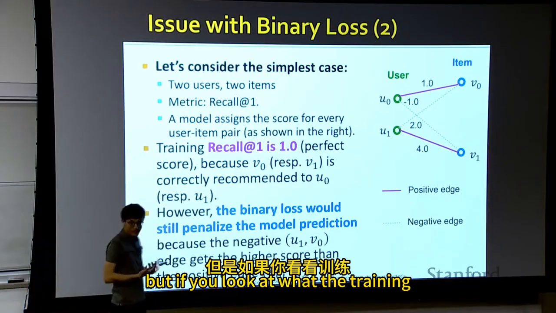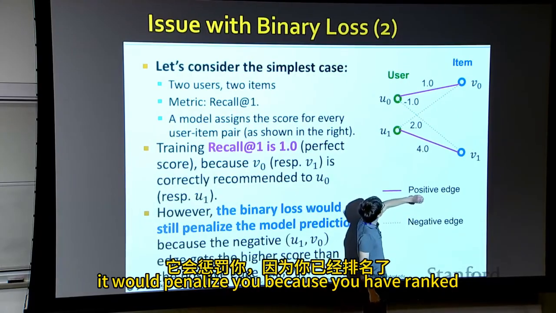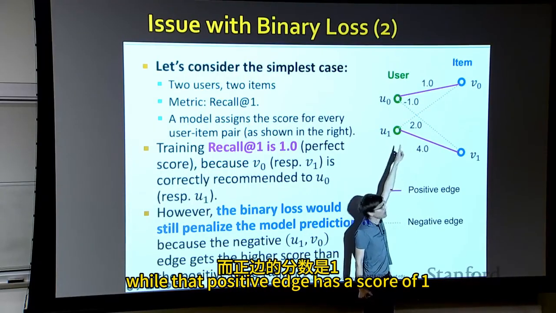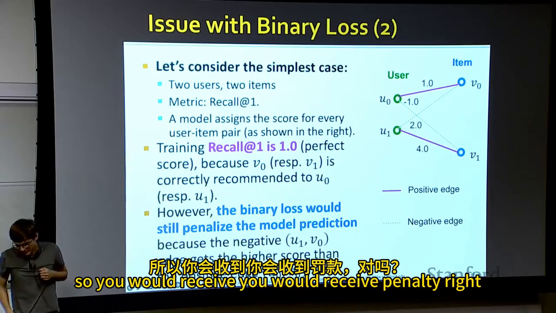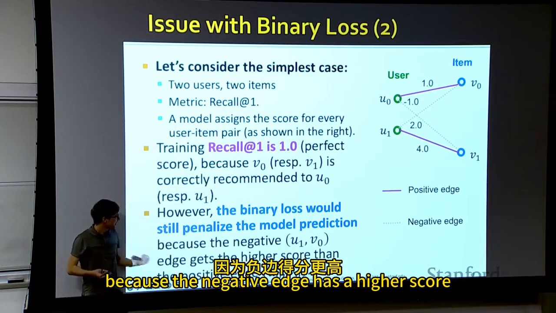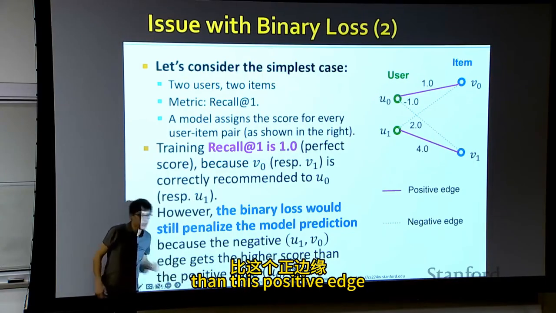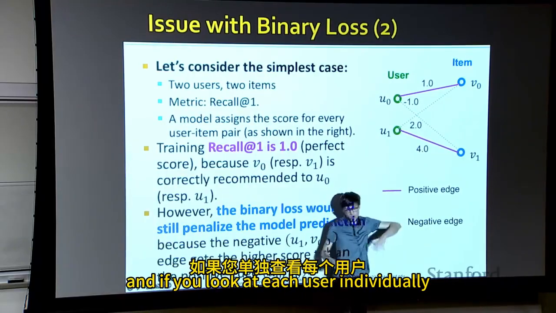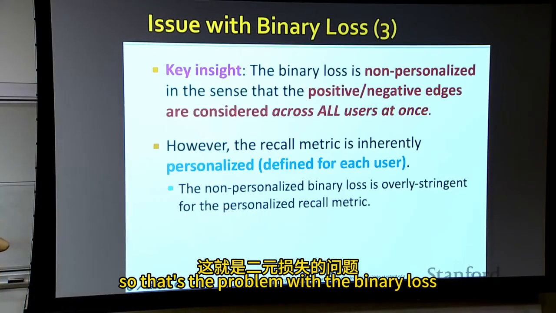But if you look at what the training loss, the binary loss, would do, it would penalize you because you have ranked this negative edge, you gave it a score of 2, while that positive edge has a score of 1. So you would receive a penalty, right? So the problem is that binary loss would still penalize the model because the negative edge has a higher score than this positive edge, even though they come from different users. And if you look at each user individually, the ranking of the edges is actually correct. Okay, so that's the problem with the binary loss.